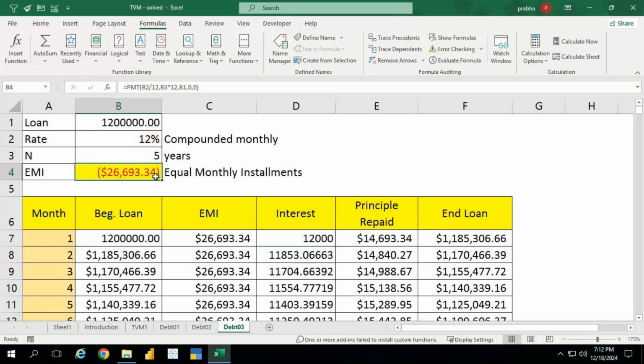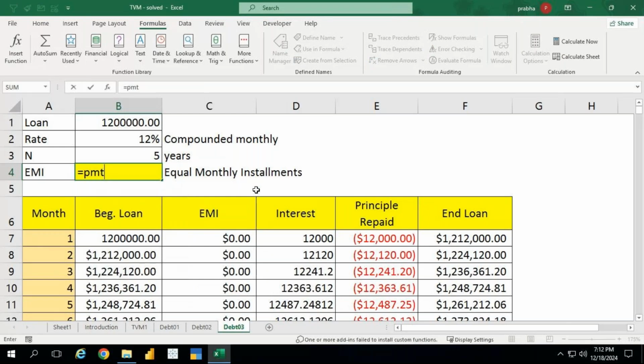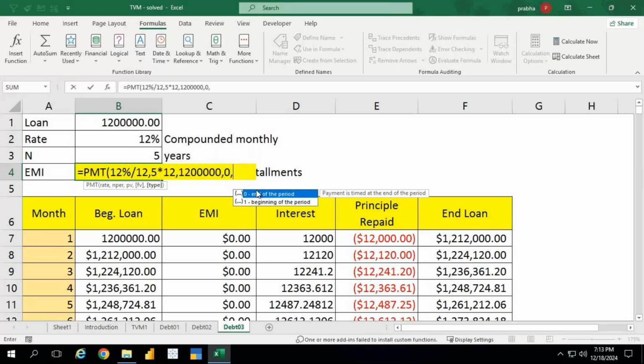So first I am going to take the PMT function, equals PMT, open the bracket, rate 12% divided by 12, okay, it is compounded monthly, comma n per 5 multiplied by 12, comma present value. So I am going to take the loan of 12 lakh rupees, comma future value, by the end of the tenure, by the end of this loan it will become 0, and I have to calculate it for the end of the period. So this is my PMT function.